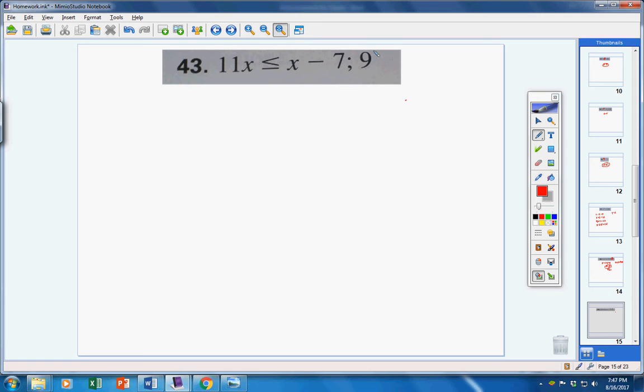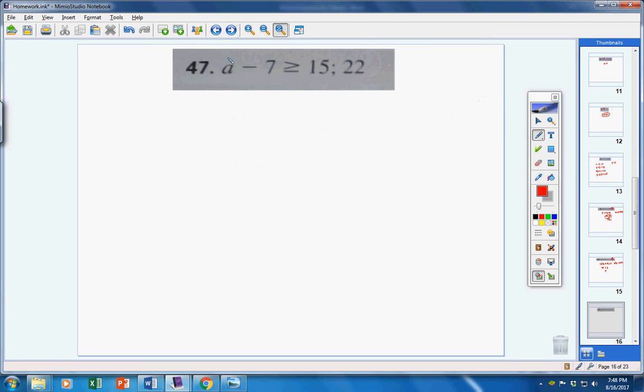43. We're going to check the number 9. 11x, 11 times 9 is less than or equal to 9 minus 7. 11 times 9 is 99. 9 minus 7 is 2. Now, is that true or false? 99 is less than 2. That is false. So 9 is not a solution. Not a solution.